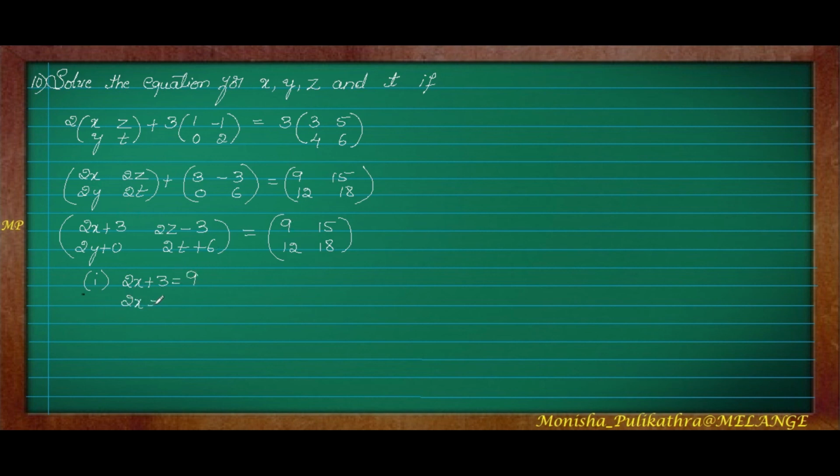So 2x is equal to 9 minus 3, which is 6. So x is equal to 6 by 2. 2 threes are 6. So x is equal to 3.